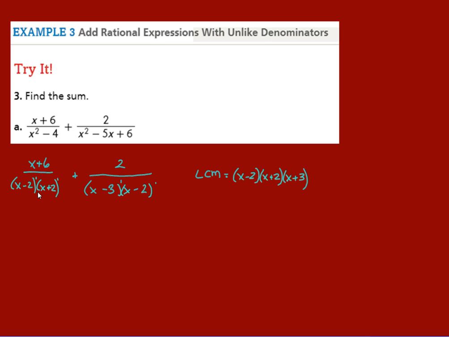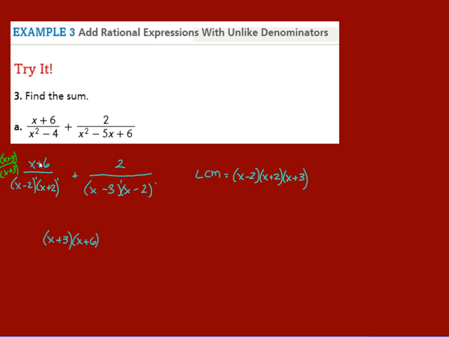Okay? If you think about it, this needs an x minus 3, and this needs an x plus 2 to match. You want to make them be the same thing. So this is what the match would look like. Now, that means I need to multiply the top and bottom here by x plus 3. Okay, so I'm going to get x plus 3 times x plus 6.